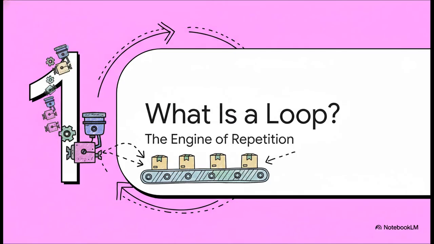So, what is this engine of repetition? Well, at its heart, a loop is just a programmer's way of saying, hey, computer, do this, then do it again, and just keep doing it until I tell you to stop. It's really the ultimate tool for automation.